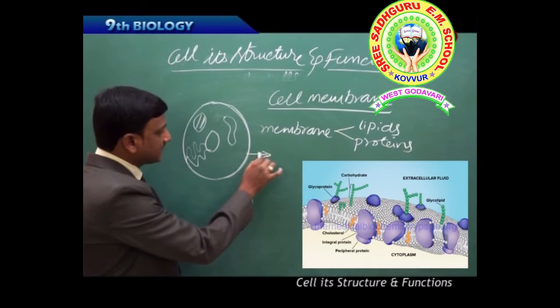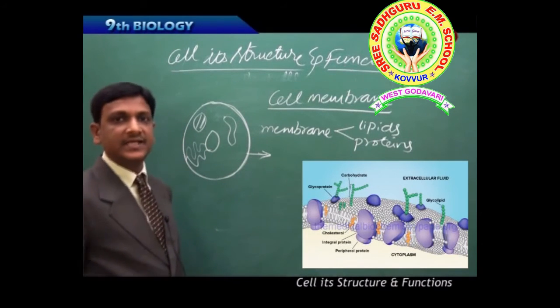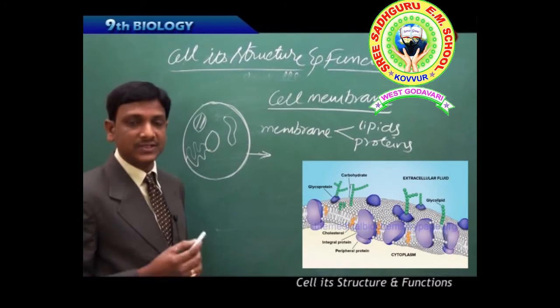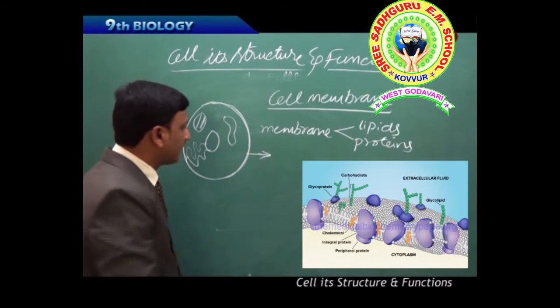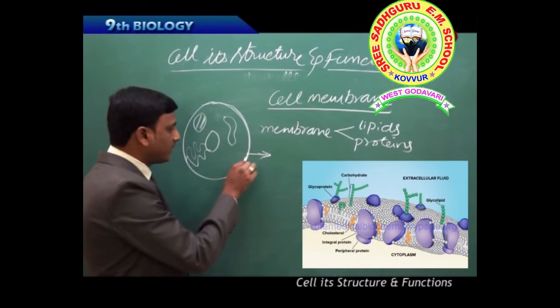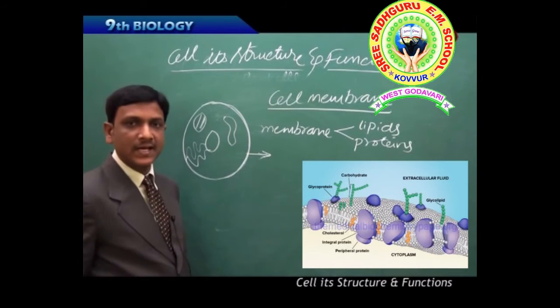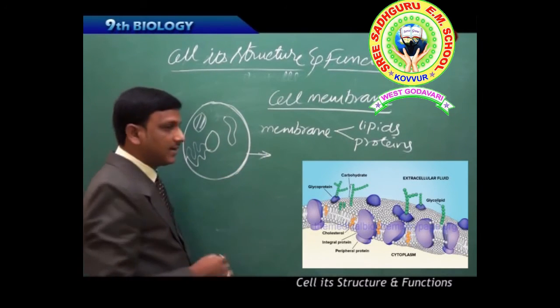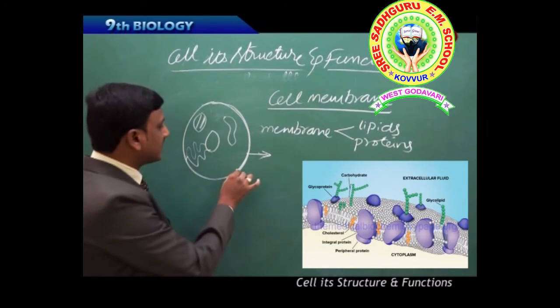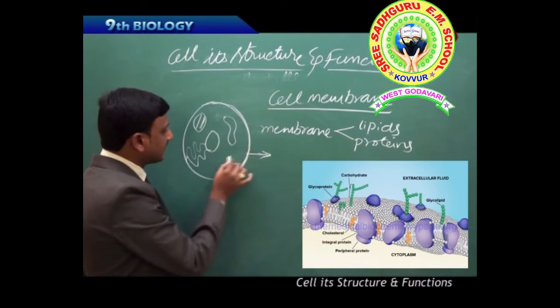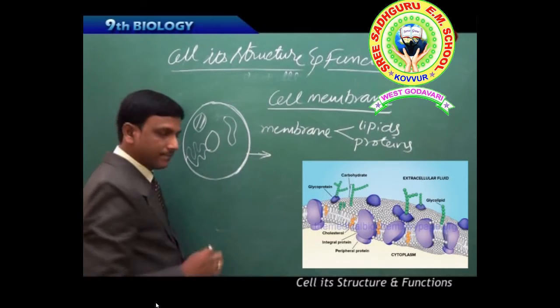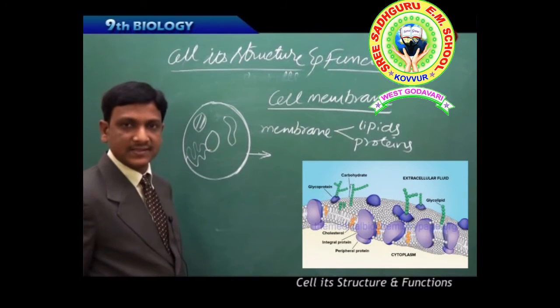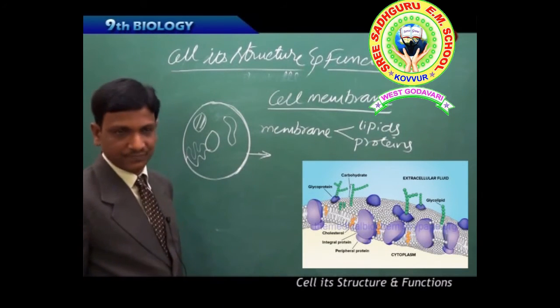So the cell membrane is very thin, which cannot be seen through an ordinary microscope. Even using a compound microscope, we cannot find this cell membrane. We cannot study it in detail. Only through an electron microscope, this cell membrane is clearly visible. So this cell membrane maintains the balance inside the cell. What is the balance? The balance of the composition.